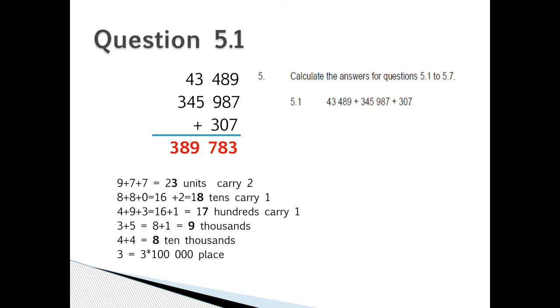3 plus 5 is equal to 8. Plus 1 is equal to 9 thousands. 4 plus 4 is equal to 8 ten thousands. And 3 plus 0 and 0 is equal to 300,000. The 3 in the 300,000s place.